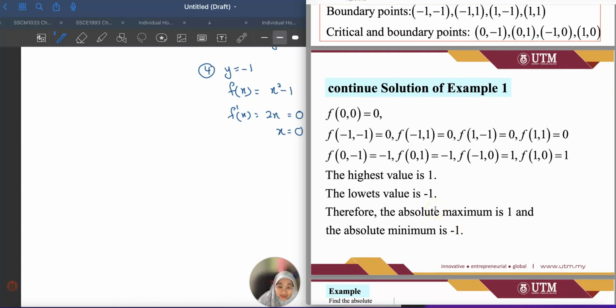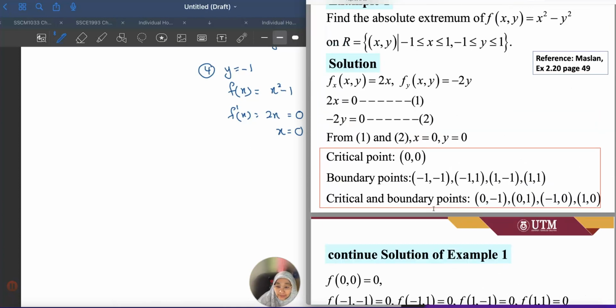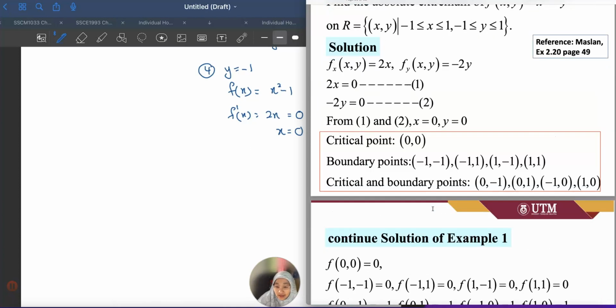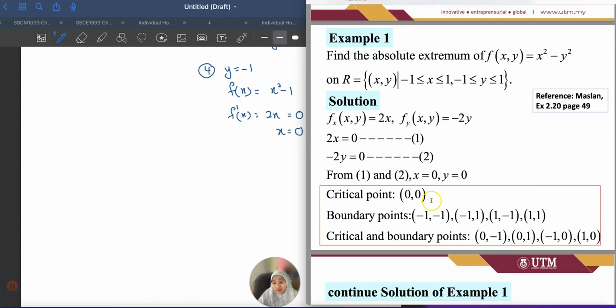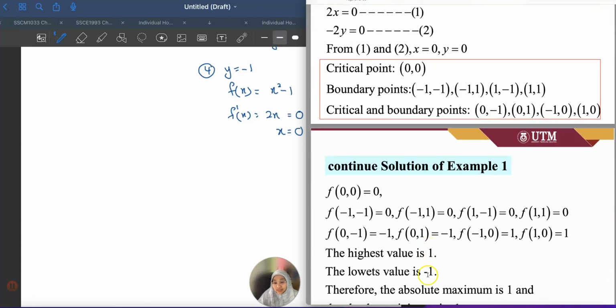So maybe you might wonder, do we need to justify the points? Okay, it depends on the instruction. If they just mention find the absolute value, you just focus on the value. Max is 1, min is minus 1. But if they ask for the specific point, then you have to highlight. So the maximum happens at (1, 0) and (negative 1, 0), and then that's it. And then the lowest one happens at, so you have to justify. So it depends on the instruction.